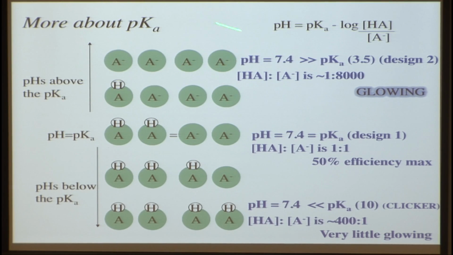So this is an important thing to think about in doing these other kinds of problems. When the pH equals the pKa, you have equal amounts of HA and A minus. pH is above, more deprotonated. pH is below, more protonated.